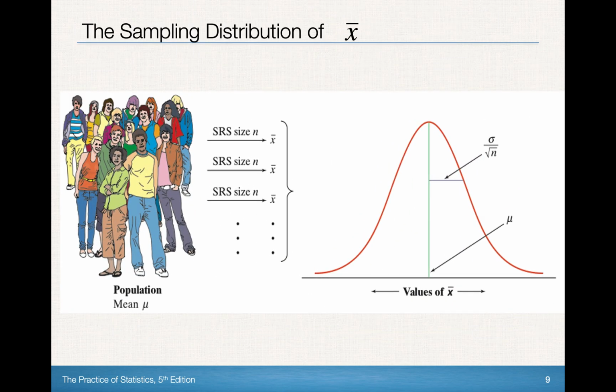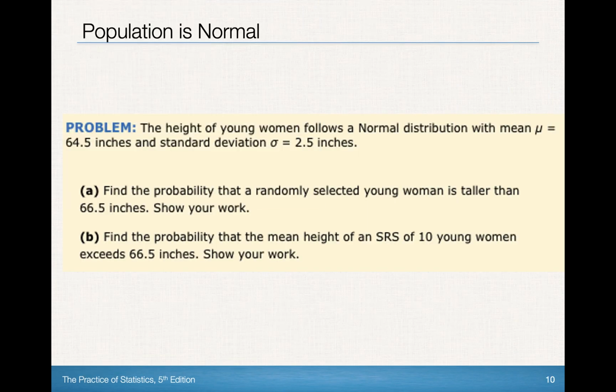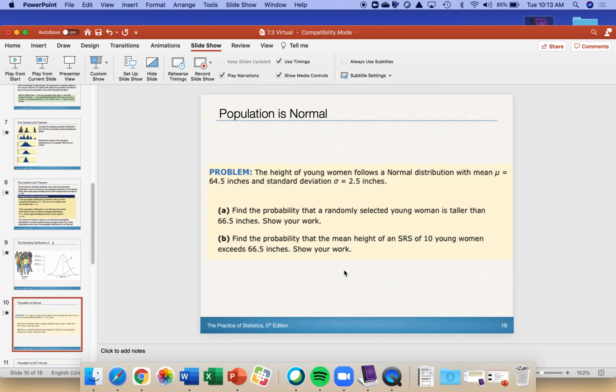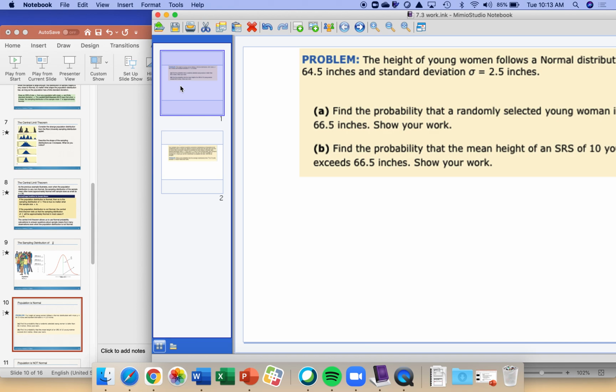Okay, so here is an image of our sampling distribution, where the center of our sampling distribution is our parameter, and then the standard deviation of our sampling distribution is the standard deviation of the population divided by the square root of the sample size. Let's do a couple of problems together. Let's make this full screen.